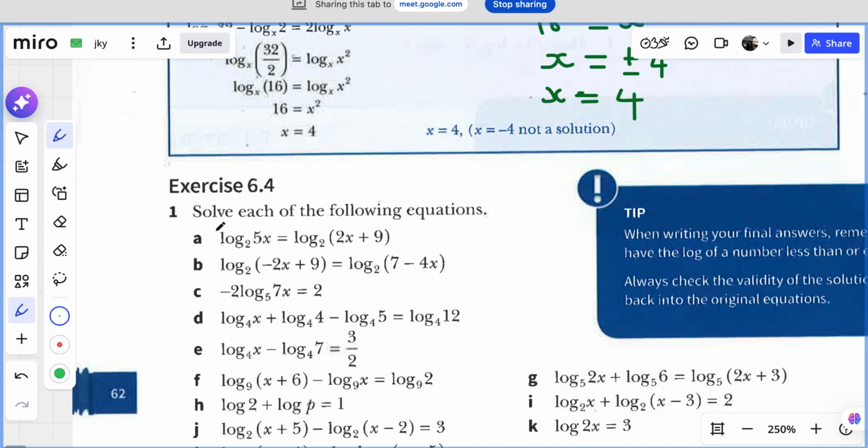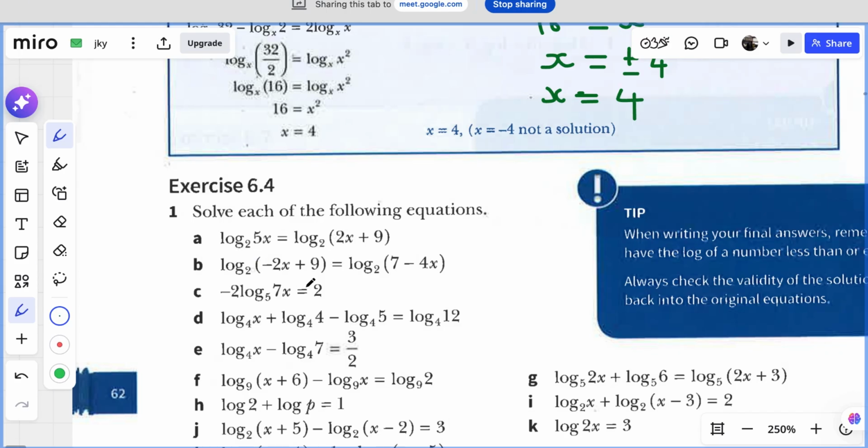Okay, so that's how we do this type. So here, you're going to pause and do. See, they both have the same base, so this one can cancel this one. Then you have 5x equals 2x plus 9. Bring this one here, you have 3x equal to 9. Divide both sides by 3, x equals 3.